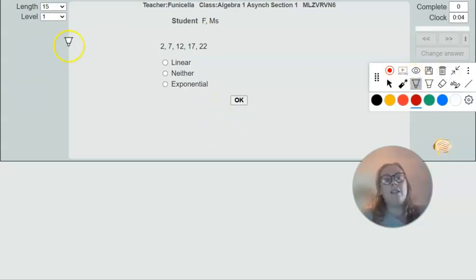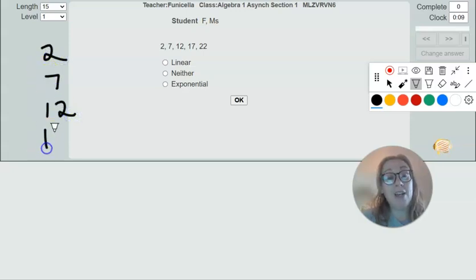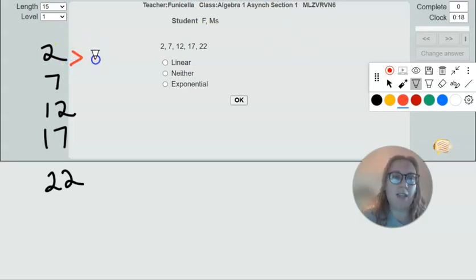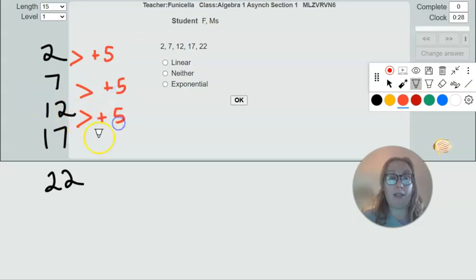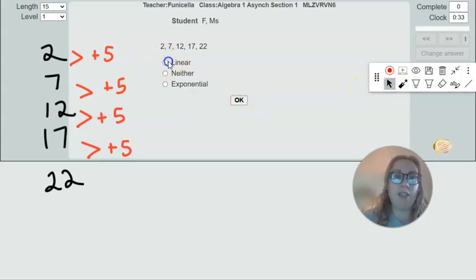So when we're looking at these numbers, we want to see, is there an added value that it's increasing by, or is it being multiplied? That's going to be the big difference between linear and exponential. So to go from 2 to 7, we add 5. There's no multiplier that goes from 2 to 7. That's clean. 7 plus 5 gets us 12. 12 plus 5 gets us 17, and 17 plus 5 is 22. So this is an example of linear. It's going up by an added amount each time.